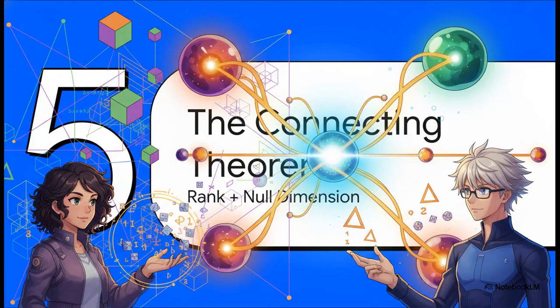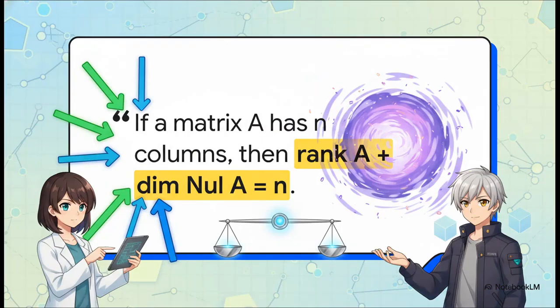Okay, now for the most elegant part of this whole story. It's how the dimension of the column space, which we now call the rank, and the dimension of the null space are connected. They aren't just 2 random numbers. They are perfectly linked by an absolutely beautiful and fundamental theorem. And here it is, the rank theorem, or nazariyyat rutba.